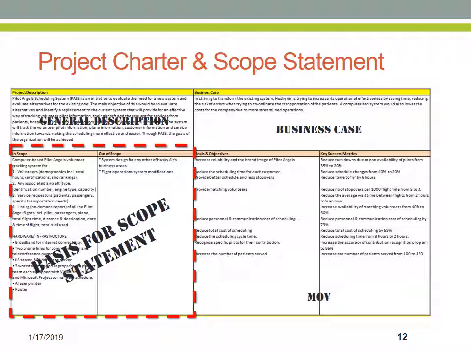So the in-scope and out-of-scope section is the basis for an even more detailed scope statement, which also goes then into direct project design and product design. Underneath the business case, we find the description of the project goals and objectives and the key success metrics. These are the targets that were set in the measurable organizational value description within the business case.